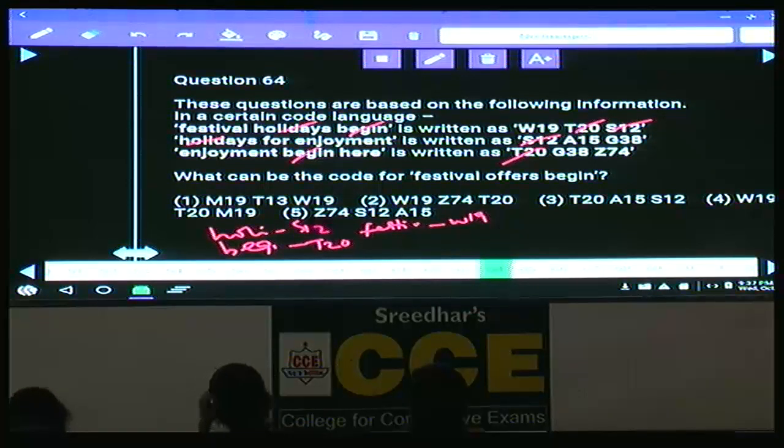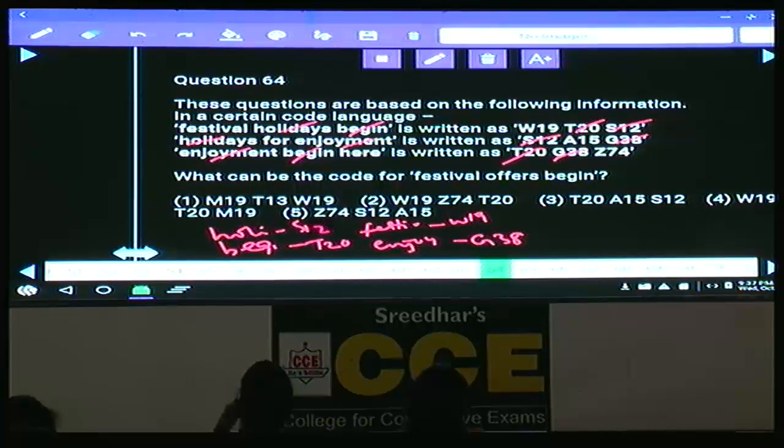Then compare the second and the third. For and enjoyment, enjoyment is common between these two. As enjoyment is common here, the code which is common is G38. Enjoyment is G38. Then what else is left over here? For is left over, and the code left over is A15. And next one here, the code is Z74. Now these are the words and their corresponding codes.